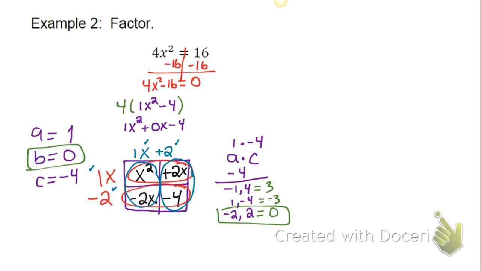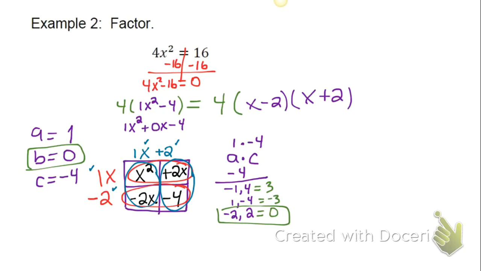Now we need to write all of our factors together. Do not forget about the 4 that we factored earlier, okay? So we're going to write 4 parentheses. We have our first factor, which is x minus 2, times the second factor, which is x plus 2.